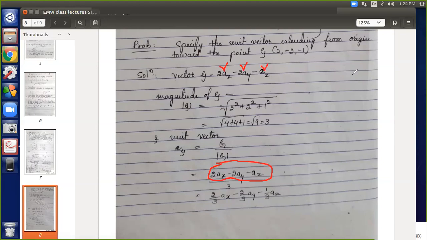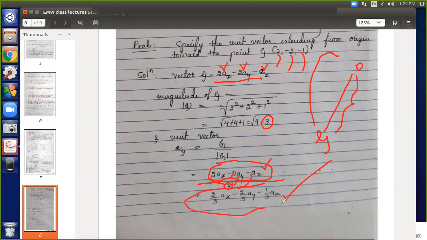How we got this? This is your point O, this is your point G. Use the distance formula, G minus 0. G is 2. 2 minus 0 ax, minus 2 minus 0 ay, minus 1 minus 0 az. You will get this. That you keep in the numerator, divided by the magnitude we have got, that is 3 in the denominator. That is 2 by 3 ax, minus 2 by 3 ay, minus 1 by 3 az. So this is your given question's answer.